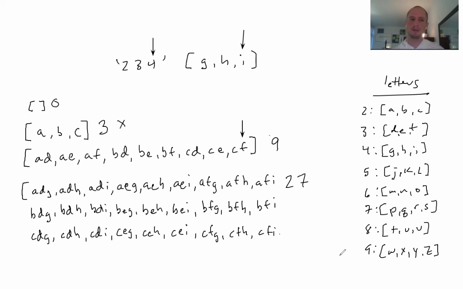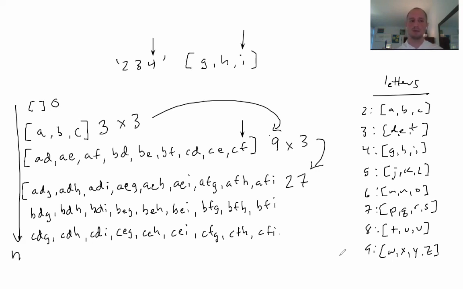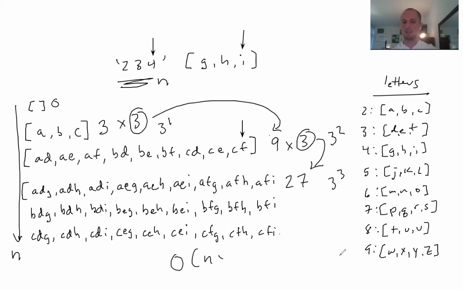Well, we're multiplying by 3. So 3 times 3 is 9. 9 times 3 is 27. And we're doing this how many times? We're doing it n times. So we're multiplying by 3 n times. So that's 3 to the 1, 3 to the 2, and then 3 to the 3rd. And we're also iterating through our digit string, which is n. So that is going to be big O of n times 3 to the n, right?